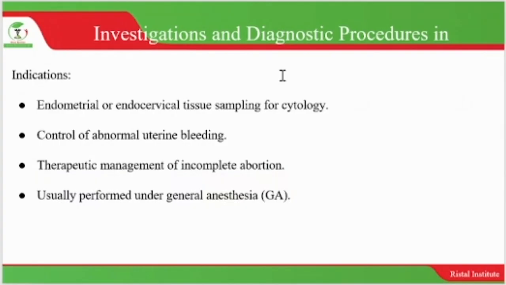Then therapeutic management of incomplete abortion. If the woman is having a pregnancy of less than 28 weeks and she starts bleeding, and the products do not all come out, normally the dilatation and curettage is done to make sure that everything is evacuated. It is usually performed under general anesthesia.